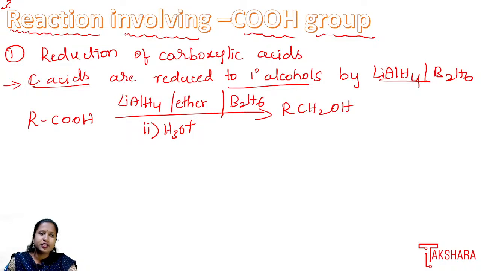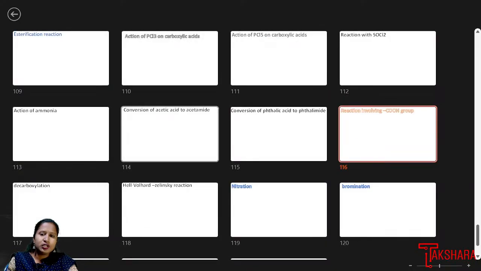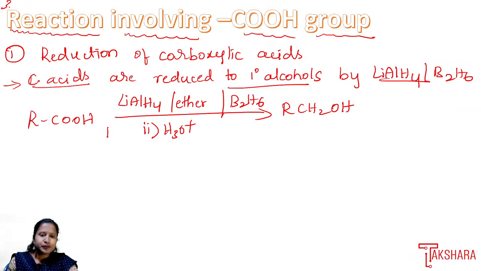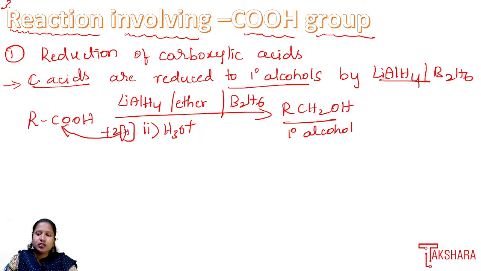RCH2OH. So here the reduction process is taking place, and 2 moles of hydrogen are going to add to this carbon atom. One oxygen atom escapes as nascent oxygen, like it comes out as a gas. So RCH2OH is formed, that is nothing but a primary alcohol. So we call it a primary alcohol.